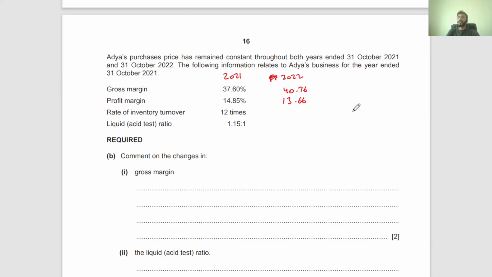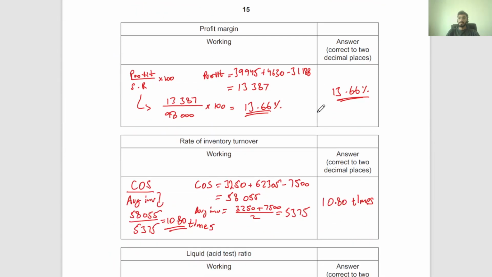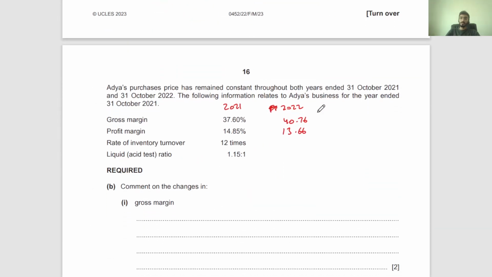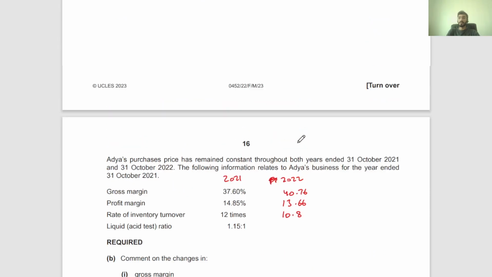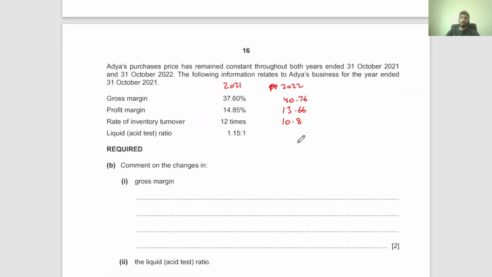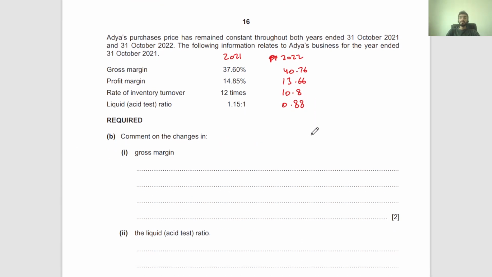13.66. You may or may not do this in the exam, but it's convenient for me at least. All right. 13.66, and then we have 10.8 times, and then we have liquid ratio of 0.88. Okay. So, comment on changes in gross margin.